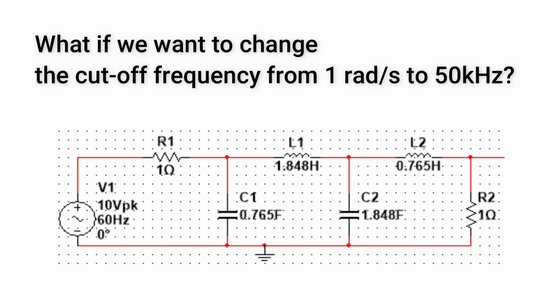The example of the frequency and magnitude scaling is shown in the video. What if we want to change the cutoff frequency from 1 rad per second to 50 kilohertz like Meimei did? And by changing the resistor from 1 ohm to 10 kilo ohm like Budi did?